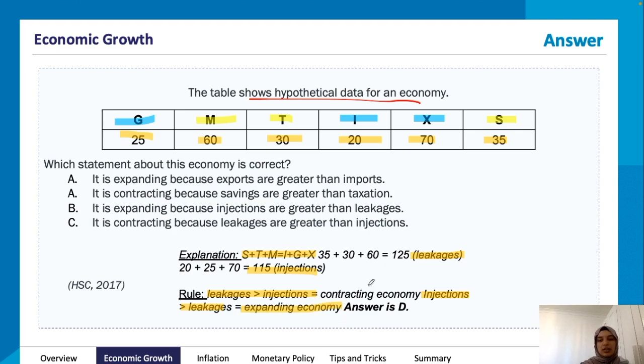So it is contracting because we've got 125 of leakages, which outweighs the 115 in injections. All right, so that's why, again, it has more leakages than injections, so it's a contracting economy. So it is contracting because leakages are greater than injections, and that would be the answer. So hopefully that's making sense. That's from the 2017 HSC paper. You can see that these are the types of questions that you will be asked in the paper.